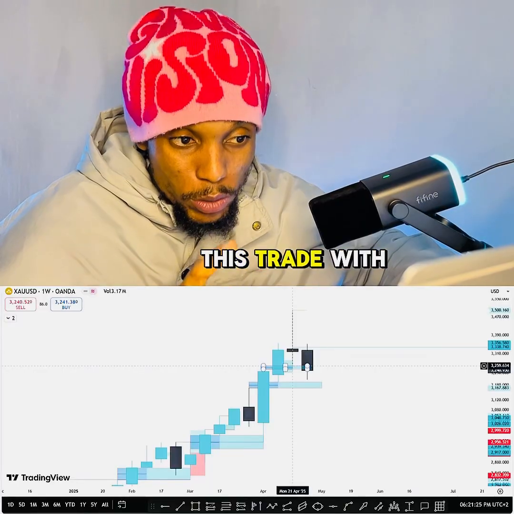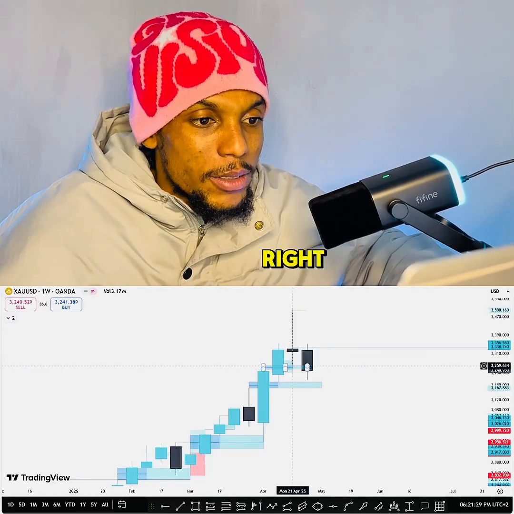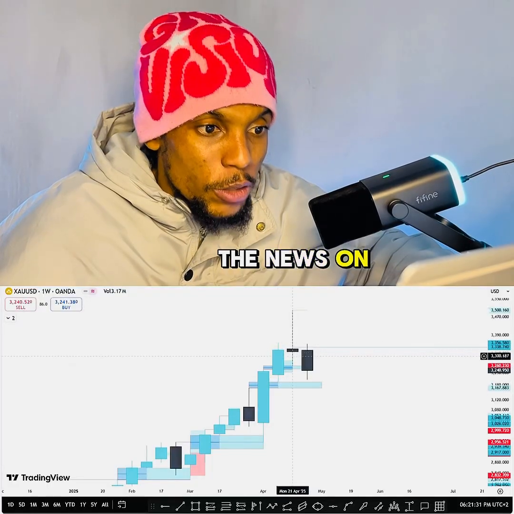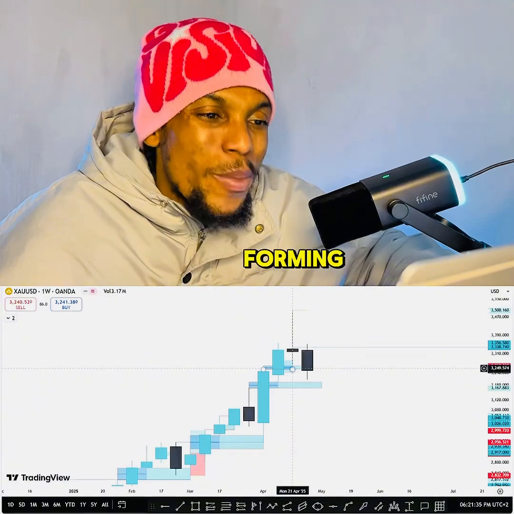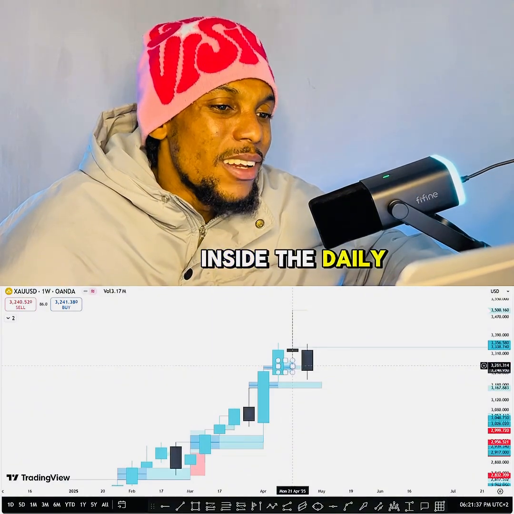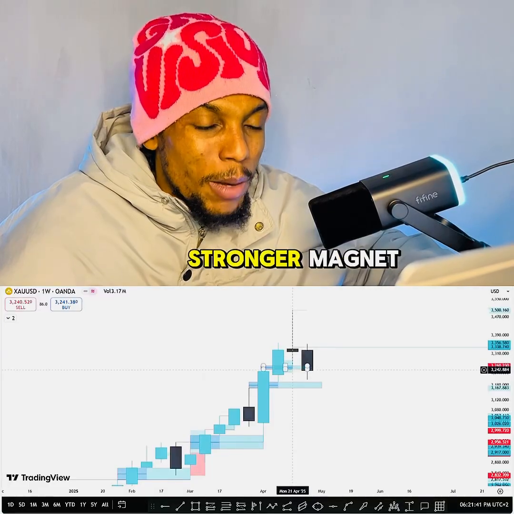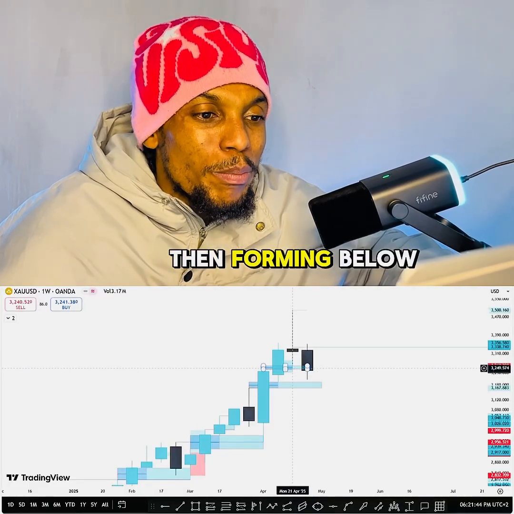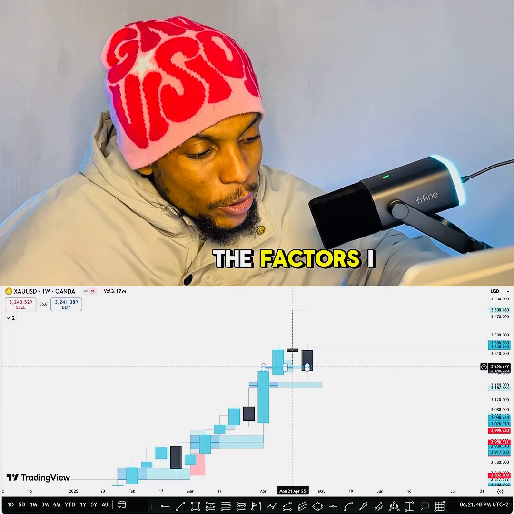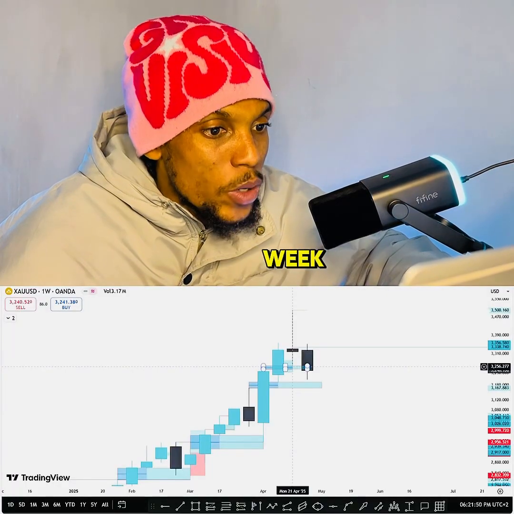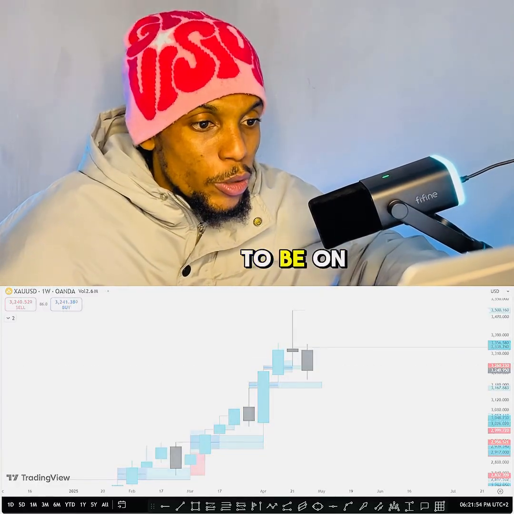My friend took this trade with me too, right? So this was actually why we lost this trade, right? The news on the tariff negotiation, and then the weekly fair value gap forming inside the daily fair value gap, which is a stronger magnet, then forming below my stop loss, right? So all these things are the factors I considered at the end of that week, and then I had to close one position from this trade to be on the safe side.